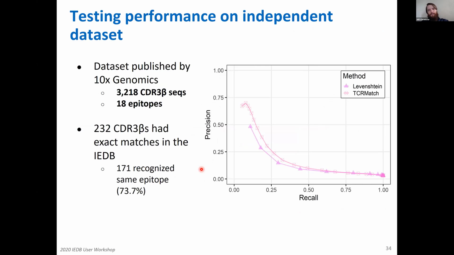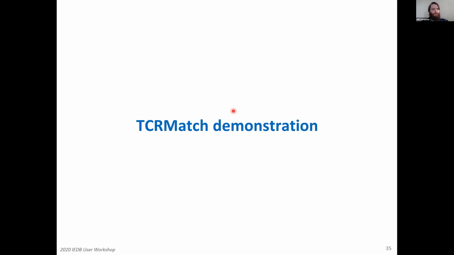We also tested this on an independent data set published by 10x Genomics, just to make sure that it wasn't a fluke from looking at the IEDB data. And once again, we saw TCRMatch outperforming the other method we tested, which was Levenshtein distance. So now I'm going to actually show you what the tool looks like. Hopefully this will all run smoothly.